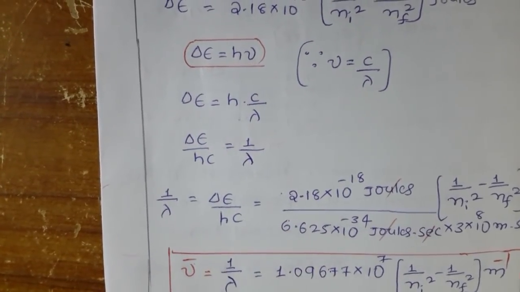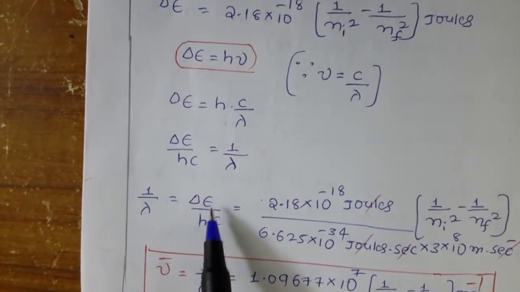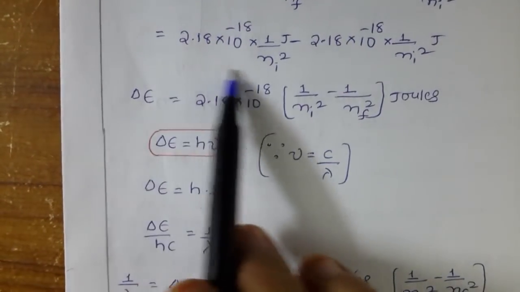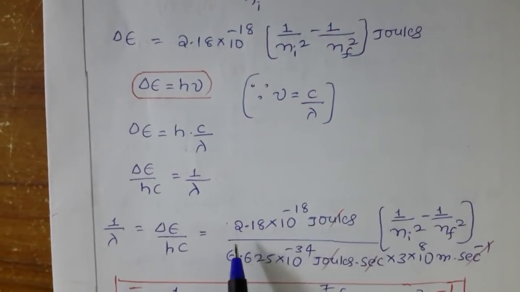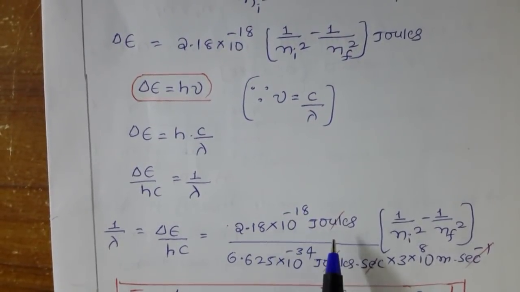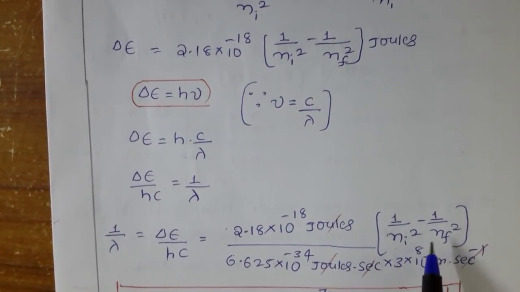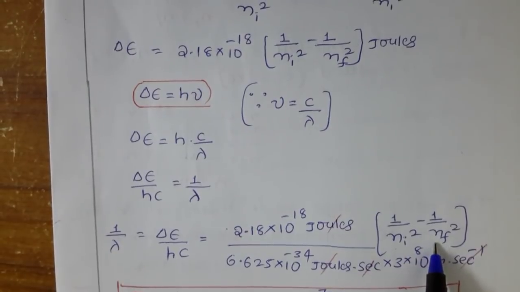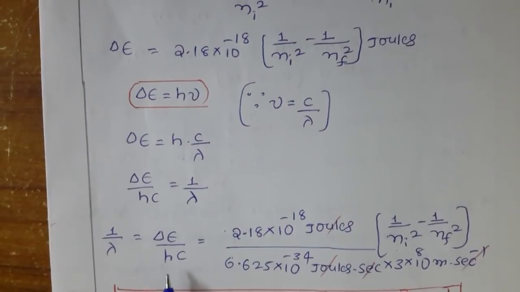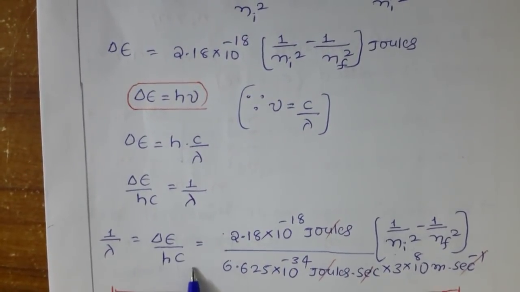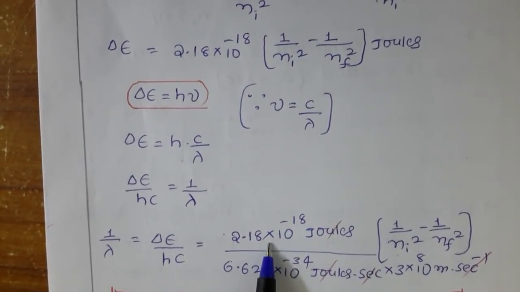Okay, now already we got the delta E here, the final equation, this one. Now I will substitute here: 2.18 into 10 to the power of minus 18 joules into 1 by n initial square minus 1 by n final square, divided by hc. Here h is the Planck constant and C is the velocity of light. Now I am substituting the values because we already have them.